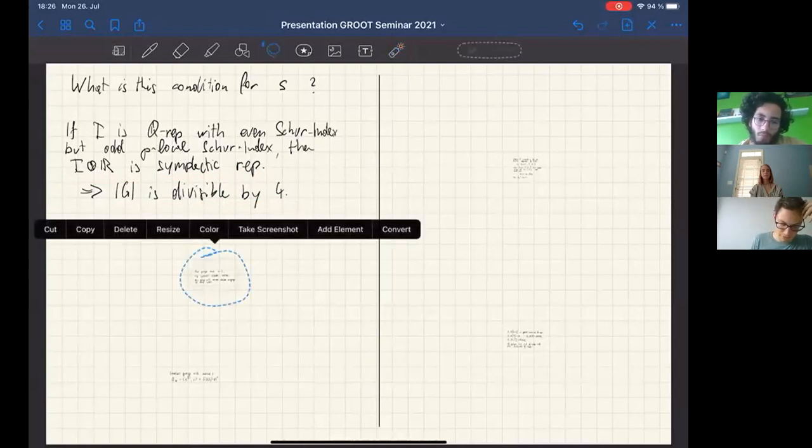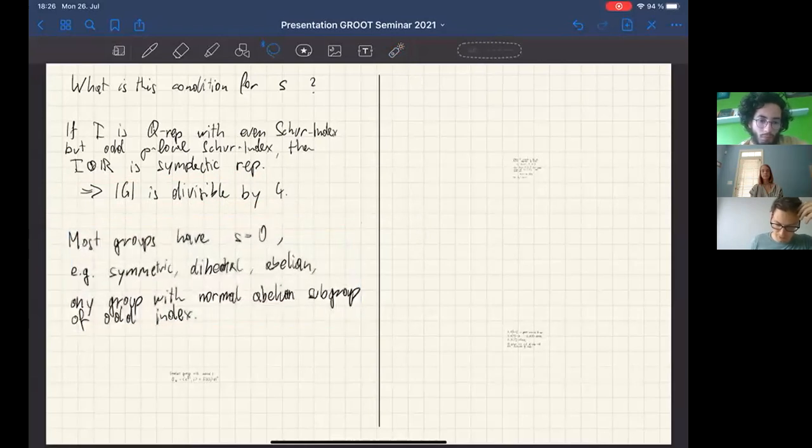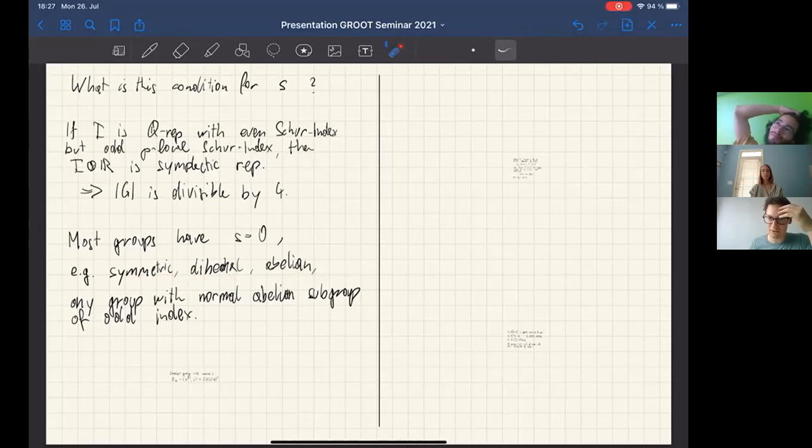And Carter showed in his paper that most groups, well, they don't have this. They don't, for most groups, you will have S equals 0. Most in the sense that all of the ones that you will immediately think of, unless you already know that you have to think of specific quaternionic groups. So symmetric, dihedral, abelian groups all will fall out. They don't have this property. And he moreover showed any group with a normal abelian subgroup of odd index.